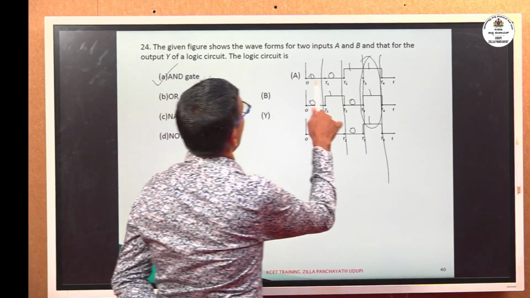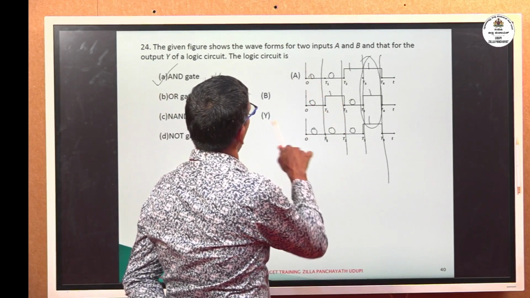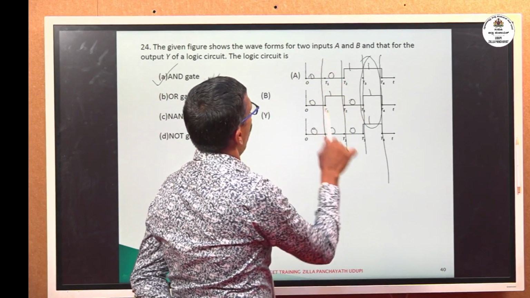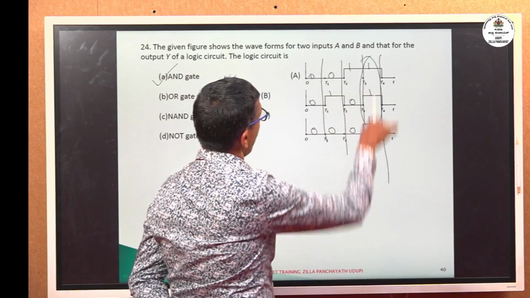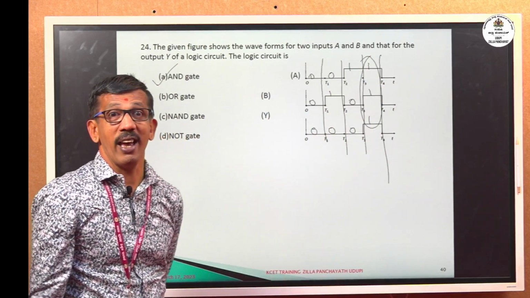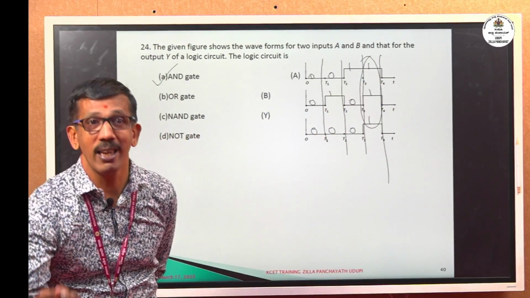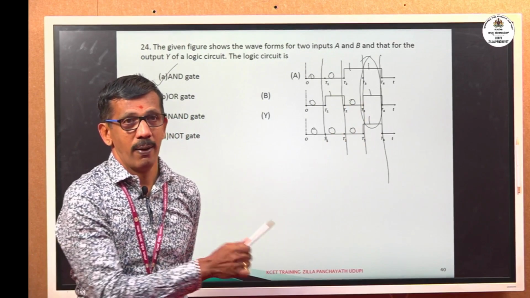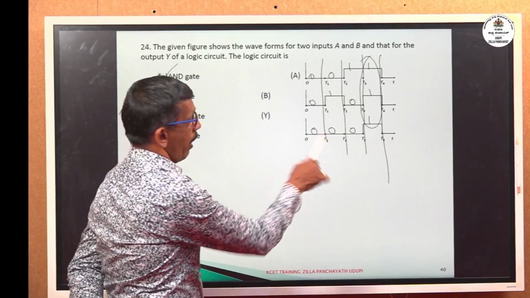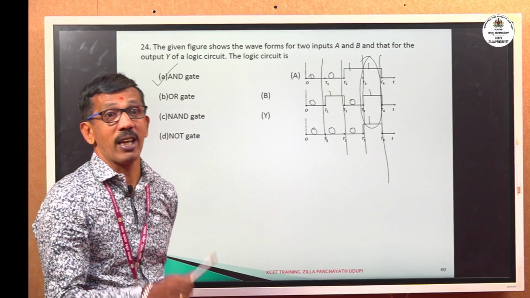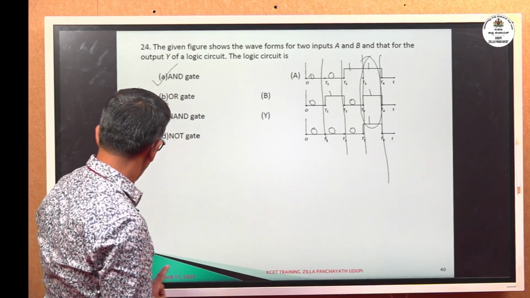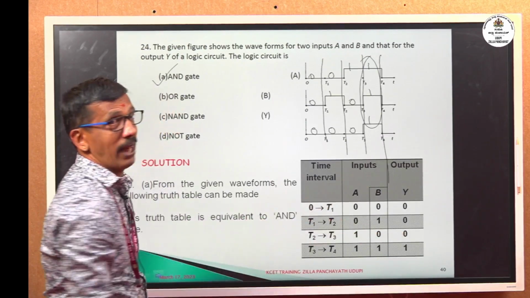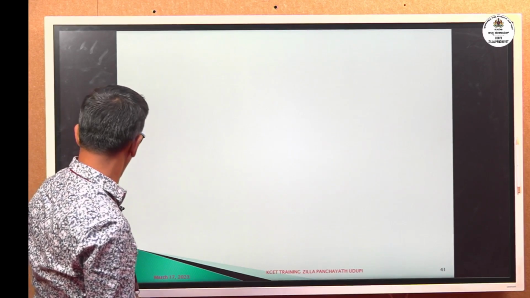Divide it. From 0 to T1, A is 0, B is 0, Y is 0. Between T1 and T2, A low, B high, output is 0. Similarly, in the third and fourth parts, in the fourth part both A and B are high, so the output is also high. The waveform corresponds to the logic circuit AND gate. See, in the truth table type is given. Now we move on to the next question.